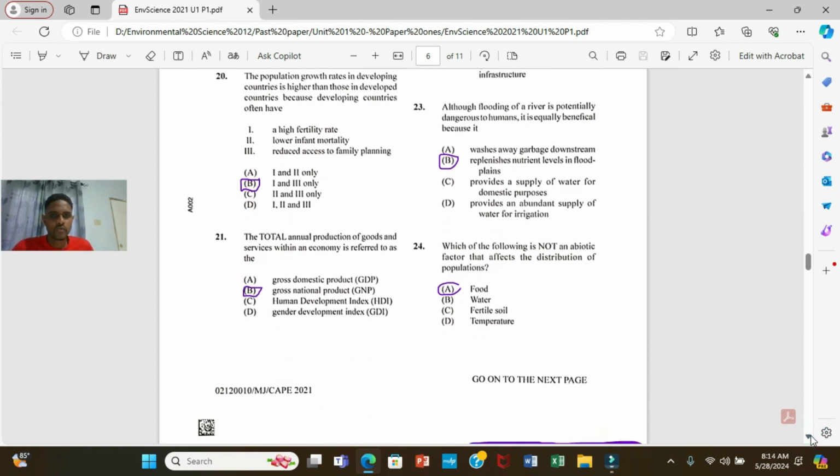Question 23. Although flooding of a river is potentially dangerous to humans, it is equally beneficial because it, and the answer is B, replenishes nutrient levels in floodplains. 24. Which of the following is not an abiotic factor that affects the distribution of population? And the answer is A, food. As you know, students, food is it derives from living things, so it won't be an abiotic. All right.